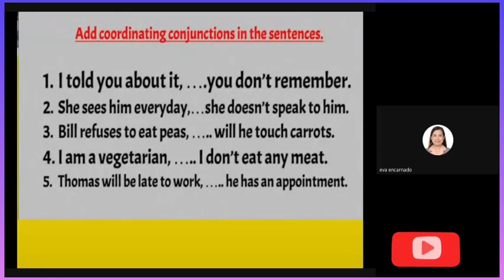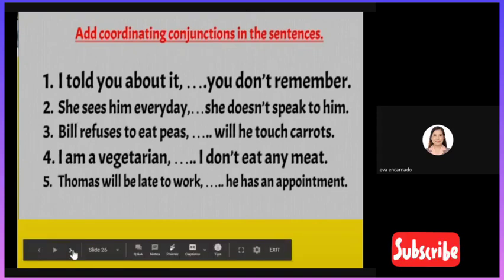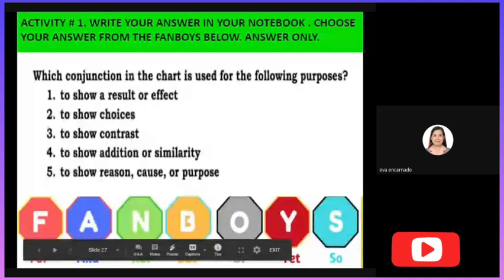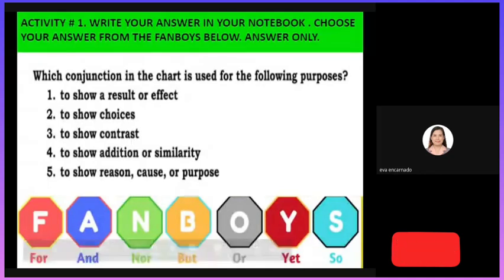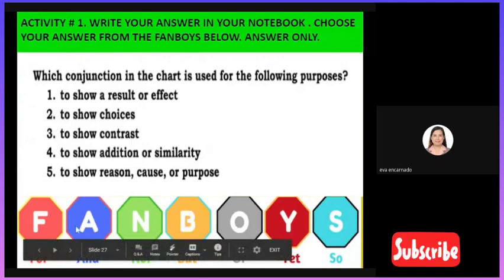Number 5, Thomas will be late to work. What will be the best coordinating conjunction? Is it for or but? Okay, we use for. Thomas will be late to work for he has an appointment. Alright. So now that you know the use of coordinating conjunctions, you are now ready to answer our activity number 1. Okay? You are going to answer activity number 1, 2, and 3.